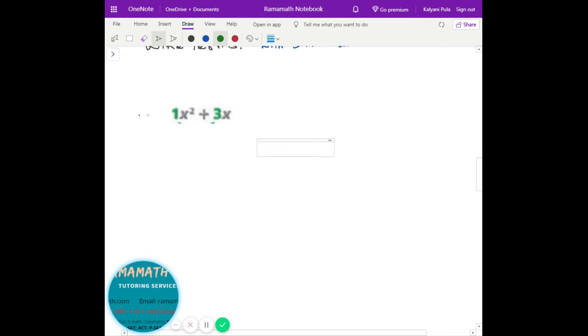Now look at this expression here. Tell me how many terms, and also if you have any like terms, tell me, are there any like terms? And what are the coefficients? I'm going to give you a minute, find out all these, and we're going to check it.